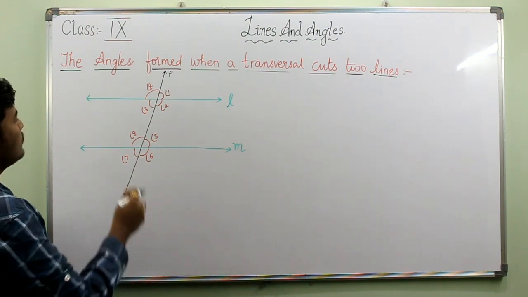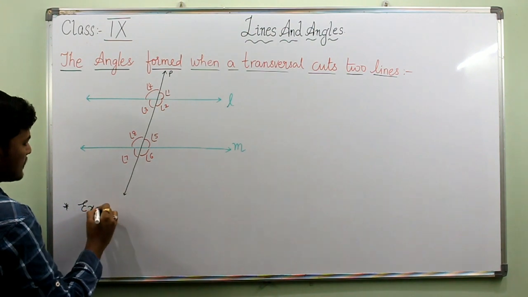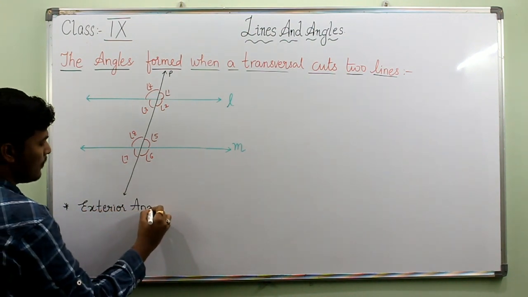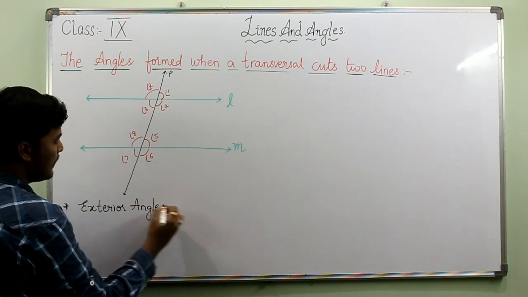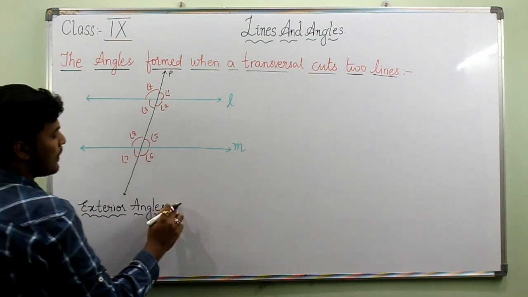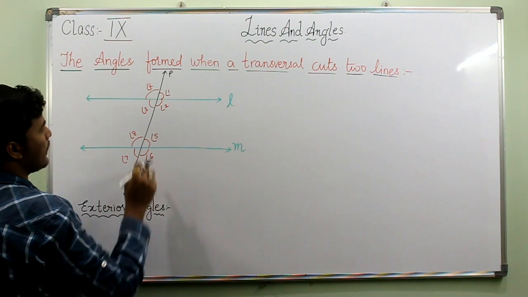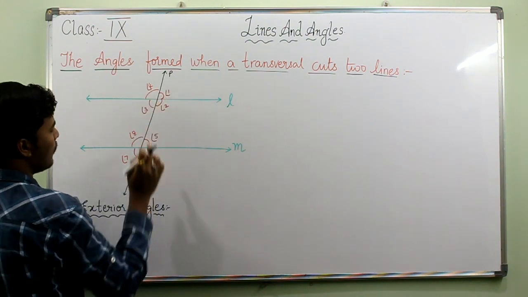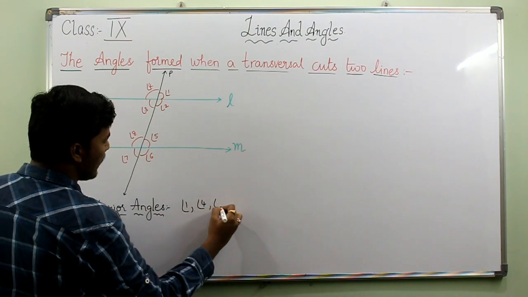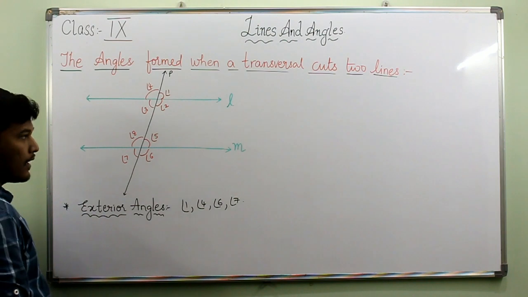Now we have two types of angles here. Those are exterior angles. Exterior angles are nothing but the angles which are outside, called exterior angles. So here angle 1, angle 4, angle 6 and angle 7 are called exterior angles.